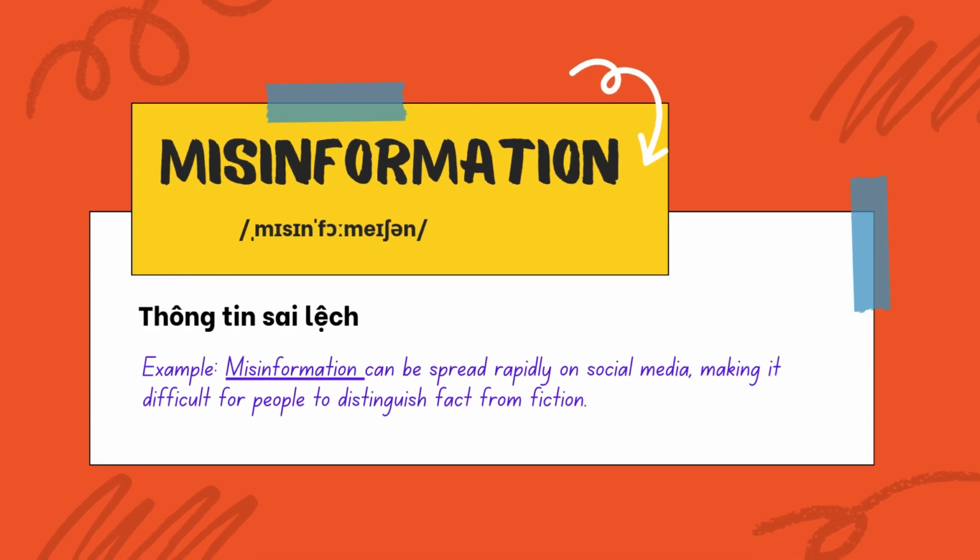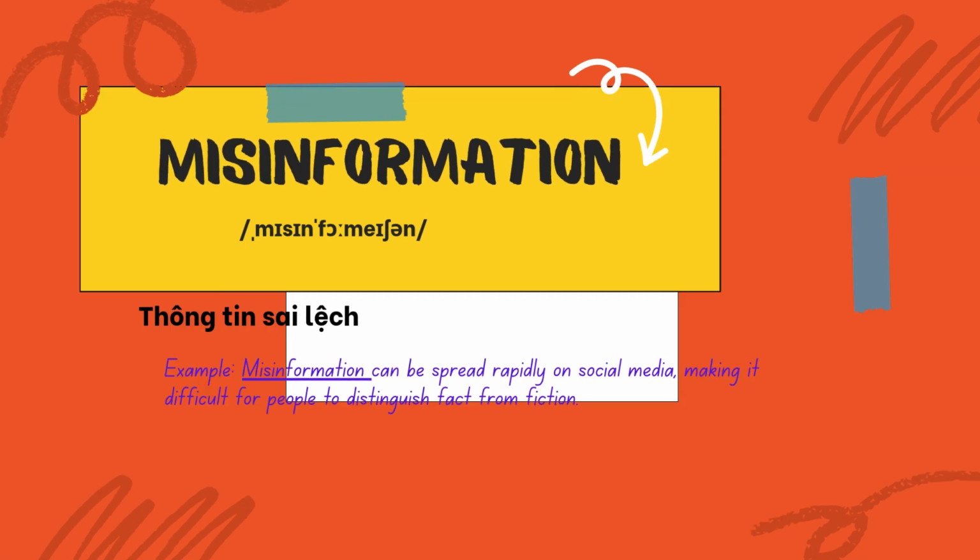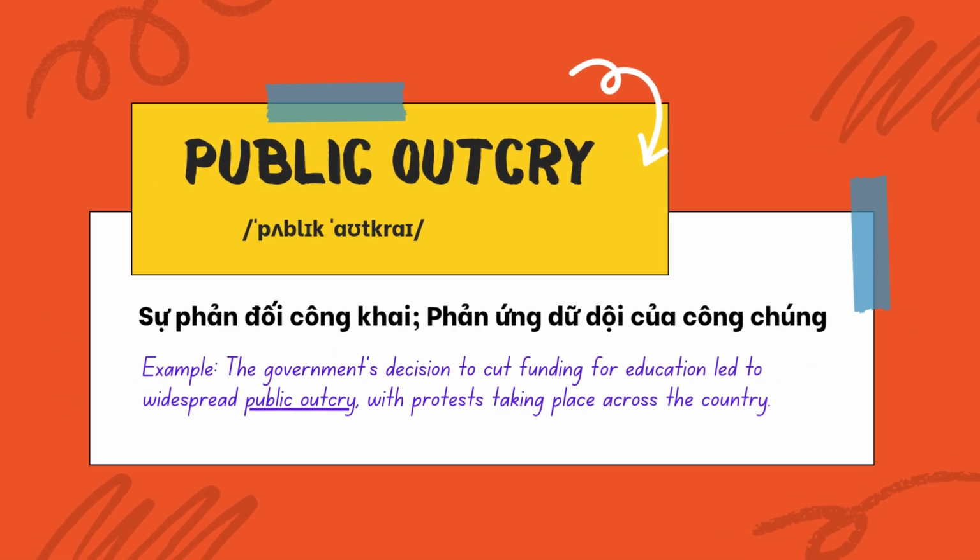Misinformation, example. Misinformation can be spread rapidly on social media, making it difficult for people to distinguish fact from fiction. Public outcry, example. The government's decision to cut funding for education led to widespread public outcry, with protests taking place across the country.